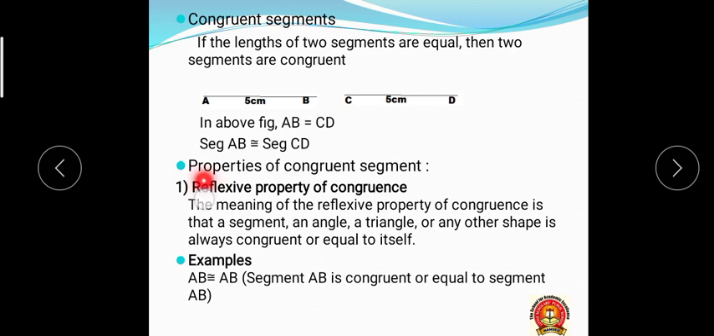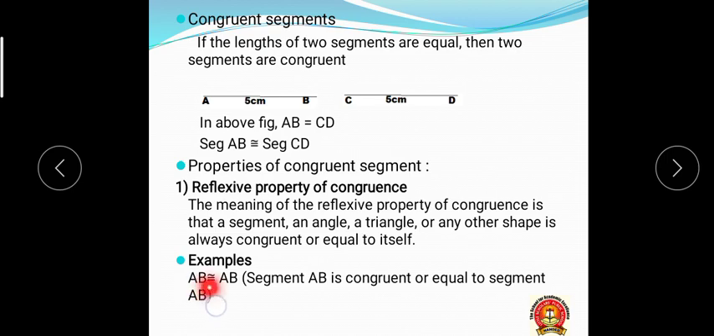Now, properties of congruent segments. First property, reflexivity, or the reflexive property. The meaning of the reflexive property of congruence is that a segment, an angle, a triangle or any shape is always congruent to itself, always equal to itself. AB is always equal to AB, obviously. For any figure, such as triangle ABC, triangle ABC is always equal to triangle ABC. Every figure is always congruent to itself.